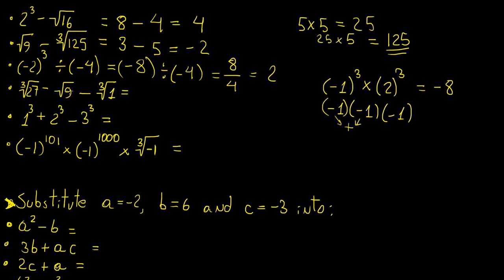For this one over here, we have the same situation. We're going to perform the operations on each of these roots first, and then we're going to add or subtract the results together. So here we have a cube root. What is a number that multiplied by itself is going to give you 27?